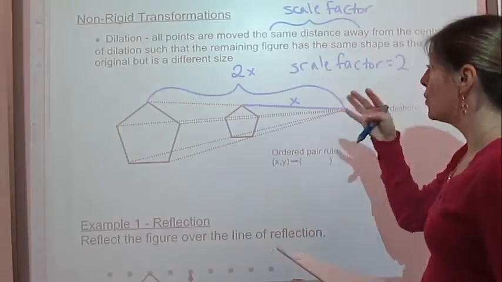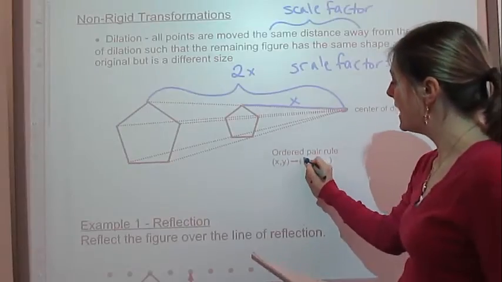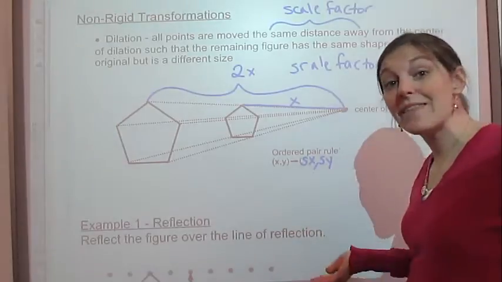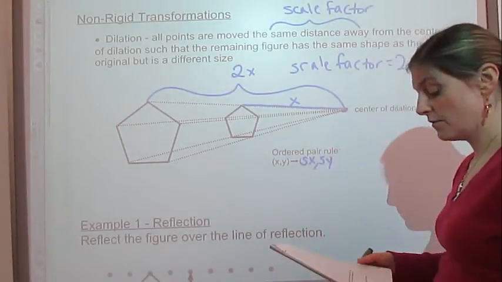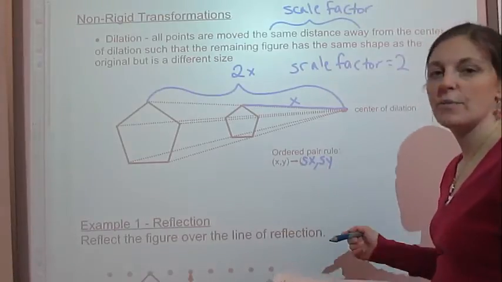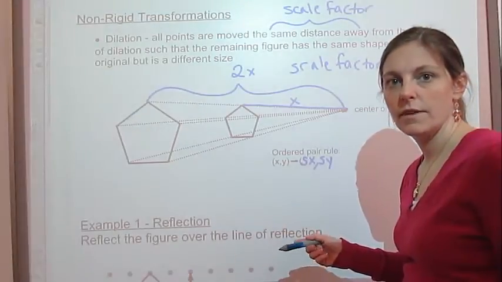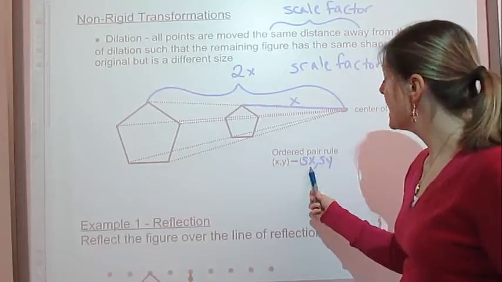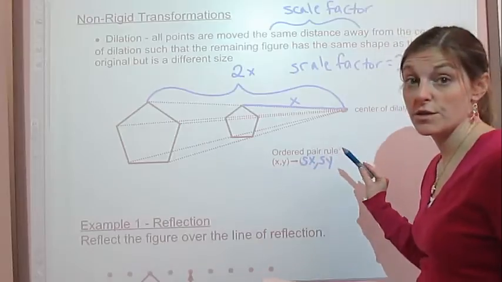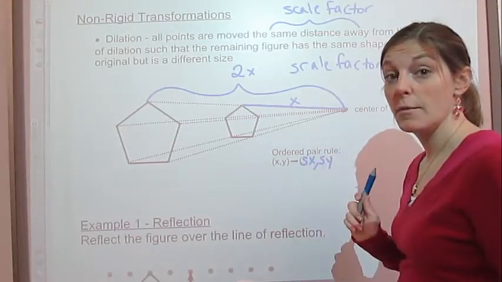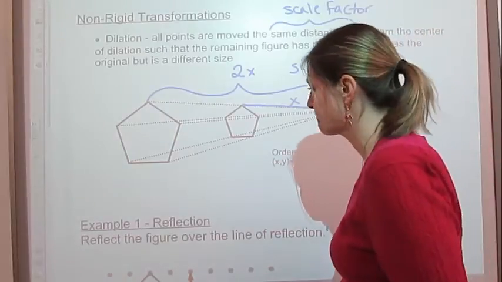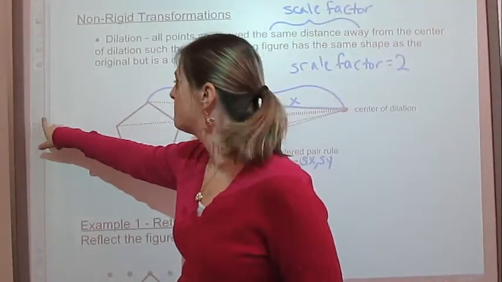Okay, so whatever that scale factor is, and we'll call it S, you're multiplying both of your ordered pair values by that scale factor. So that's how you can figure out what's going to happen to those x values and y values. But keep in mind that the center of dilation might change what happens to those x and y values, because sometimes there might be some shifting depending on where that center of dilation is. And we'll talk about that more.